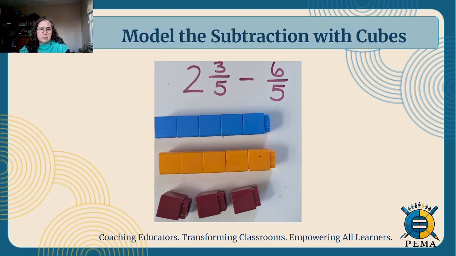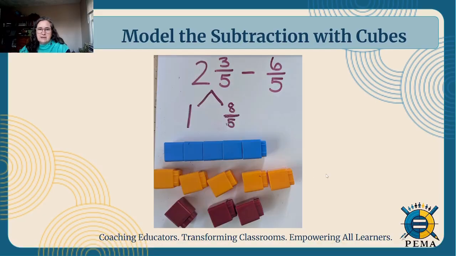So because it's subtraction, I start with the total. So I start with 2 wholes. They each have 5 cubes because each cube is 1/5. And then I have 3 extra fifths for the other part of my mixed number. And I need to subtract 6/5. What makes this challenging is students can't subtract those 6/5 from the 3 extra fifths in our mixed number.